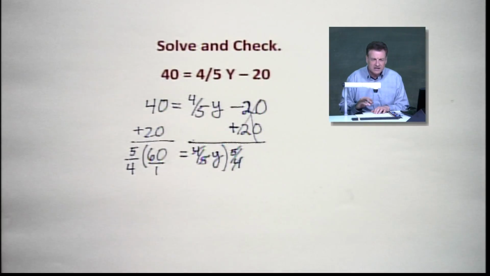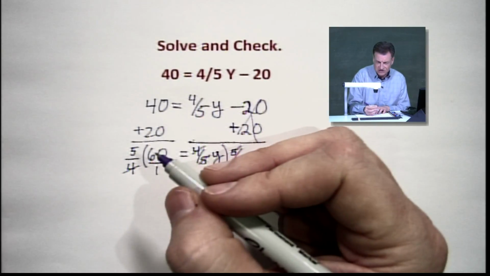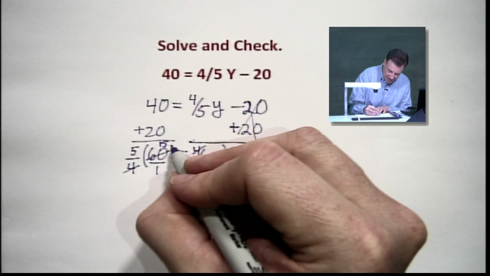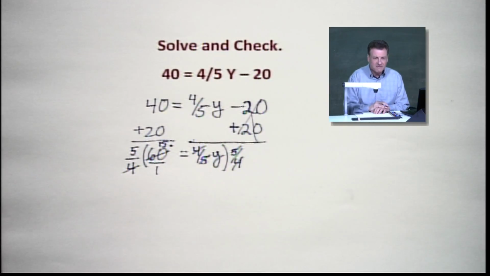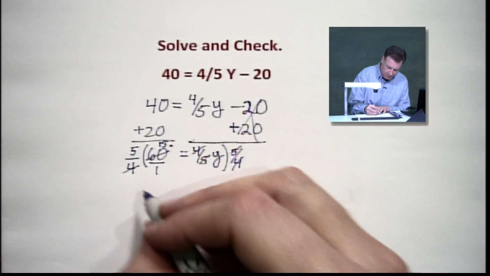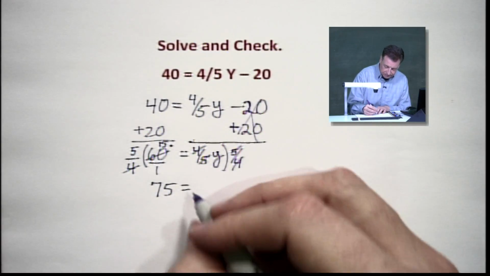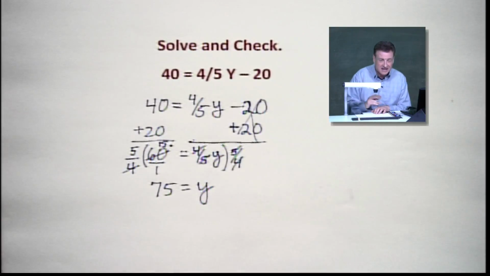Now over here, we can divide 4 into 60. It's one of those unknown factors. Actually, it does divide into 60 very nicely. It's 15 times, but sometimes we forget that exists, okay? And it looks like we've got 5 times 15 going across the top. That is worth 75. And you know what? That's y by itself. There's our answer.